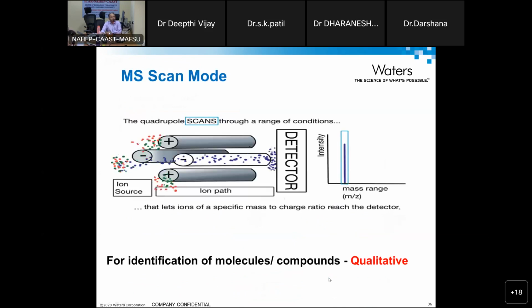Okay, so this is just an animation to help you understand how it works. This is the mass scan mode, which can be used for qualitative analysis, that is, for identification of molecules or compounds. Let's say I give a range of 50 m/z to 500 m/z. All the ions which are formed and fall within that range will get scanned in the quadrupole, and each of the ions will move to the detector, and you will get a spectrum for all those compounds. This is called scanning mode.